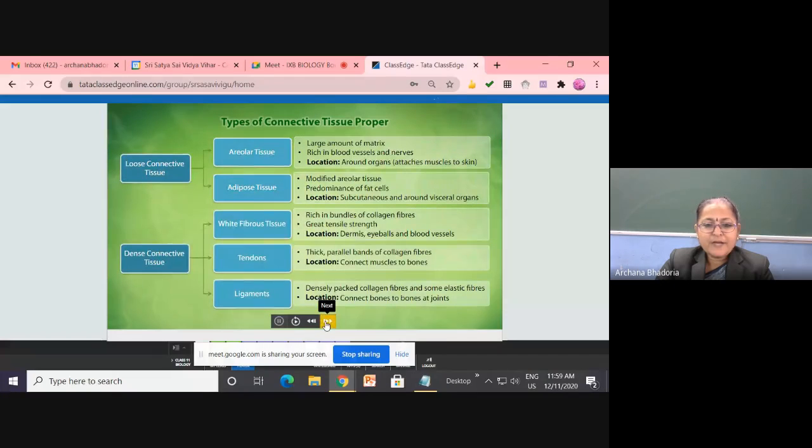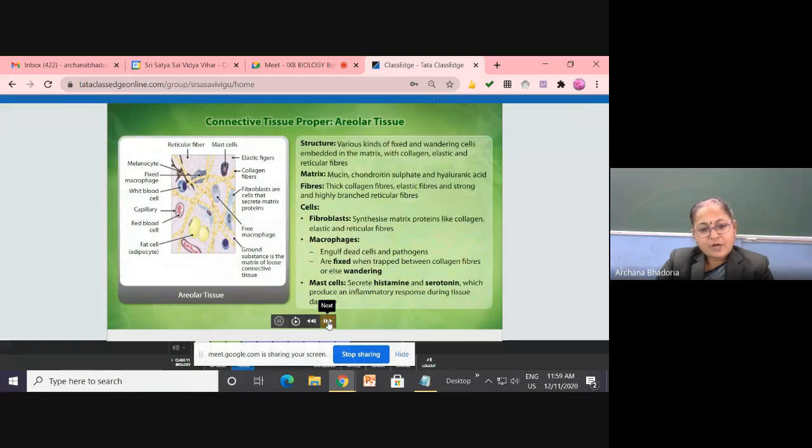So this way you find the tendons and ligaments, we call it a dense connective tissue. Areolar, adipose, we call it a loose connective tissue. So now note down quickly the areolar tissue. Now what is areolar tissue? Try to understand, children. This is the picture of the areolar tissue.